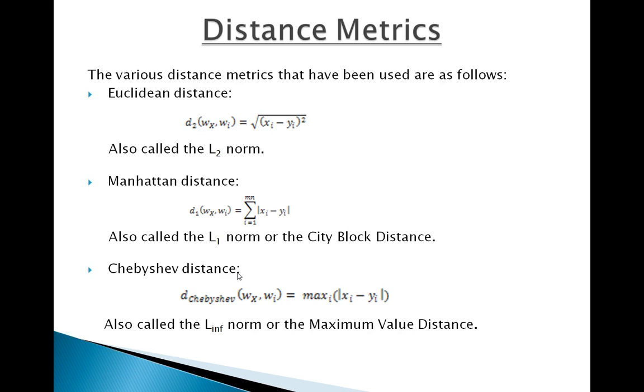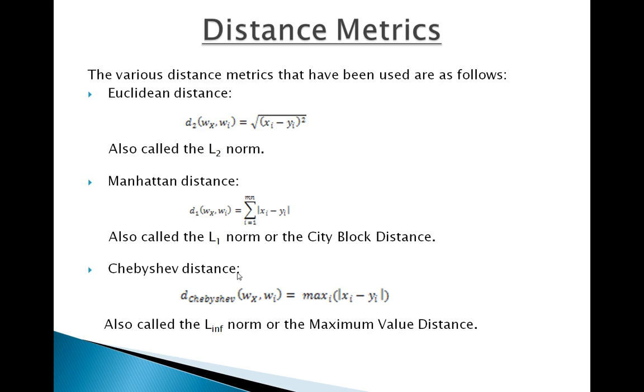The Euclidean distance. The Euclidean distance is the most commonly used distance metric for face classification in most face recognition algorithms. It examines the square root of the squared difference between the test image weight vector and the weight vector of an image in the training set. It is also sometimes referred to as the L2 norm.